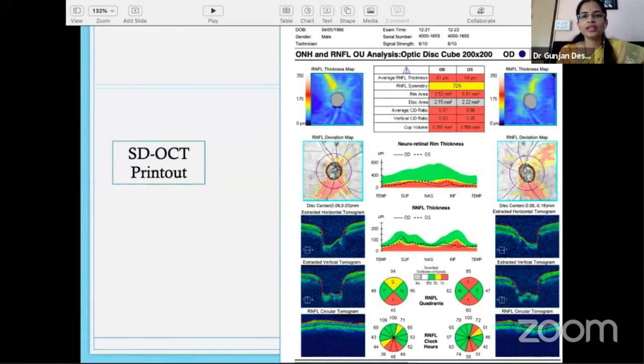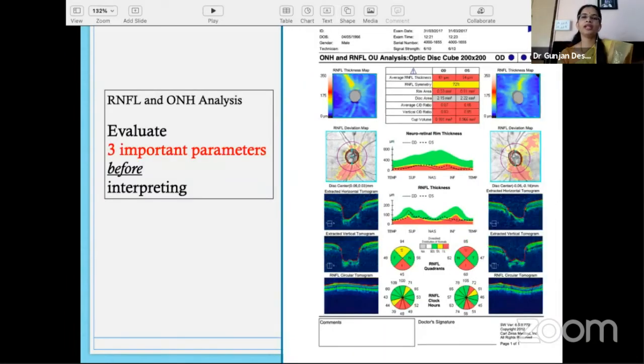Now, this is what a standard SD OCT printout looks like. I have restricted my talk to a Zeiss printout. I have no financial disclosures to make. This is a standard SD OCT printout, and I'll directly take you to the red and green disease, the actual topic for today.